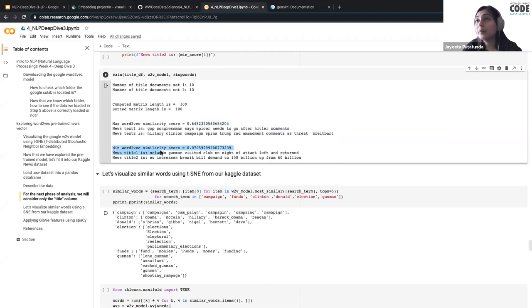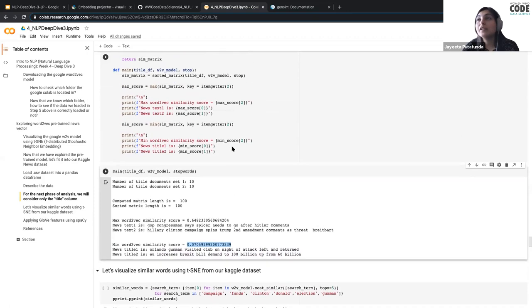The one that has the minimum Word2Vec similarity score is 0.07, so it's very, very dissimilar. Let's see which two titles scored that. One was 'Orlando Gunman visited club on night of attack', which is a situation that happened and talks about an attack in Orlando. The second news article talks about the EU increasing the Brexit bill demand from 10 billion to 60 billion, which is in a completely different context, from another country, and talking about a bill rather than an attack. That's why they scored so low, because they are far from each other in the meaning they're trying to portray.